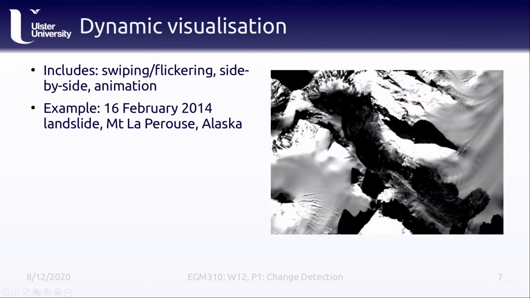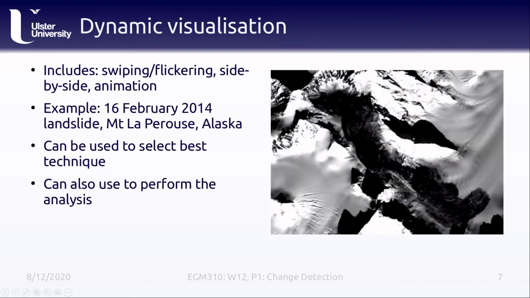This animation shows a large landslide that occurred on 16th February 2014 on Mount La Perouse in Alaska. Dynamic visualization can be used to select the best technique given the data and the changes. It can also be used to perform the analysis, again, using the visual interpretation techniques that we discussed last week.